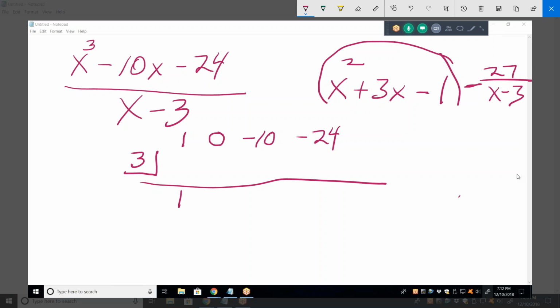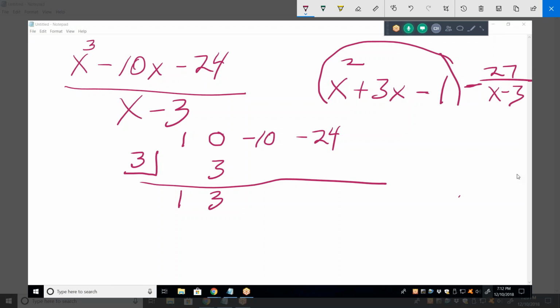What's the second step? Then multiply it by 3 and write it right there. What's the next step? Add. We're always adding. That's why we're doing synthetic division, because it's easier, because you're always adding, you're not subtracting.